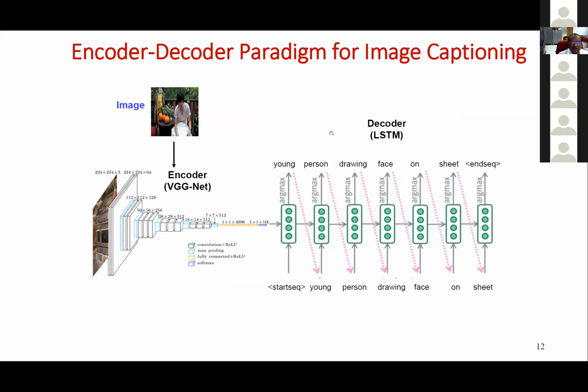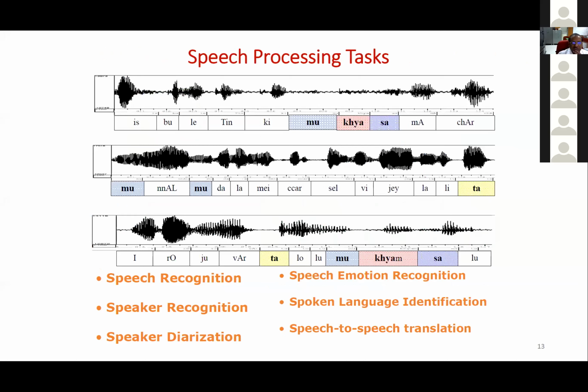And this decoder generates a sentence like this. In this case, young person drawing face on the sheet. That's what the content of this image kind of suggests, right? So now we need this kind of recurrent neural network, which can generate a sequence of words as the output, okay, which the LSTM models have been shown to be very effective at. And what you're going to see are some other tasks in other domains, like speech processing tasks, where we have to deal with sequential data.